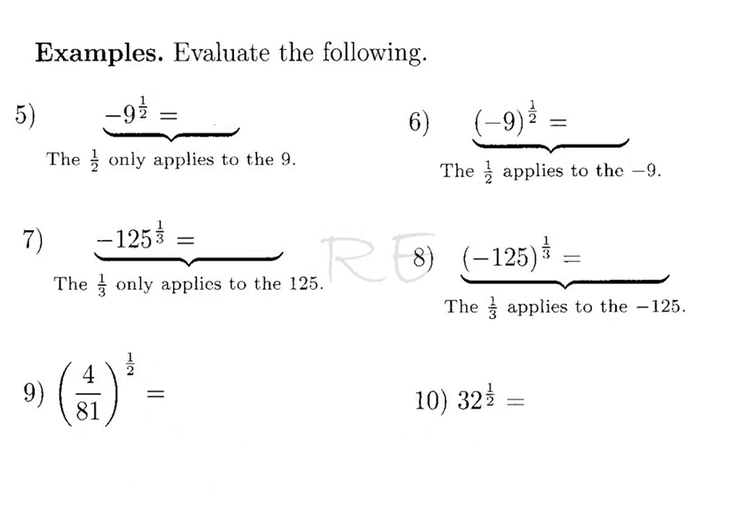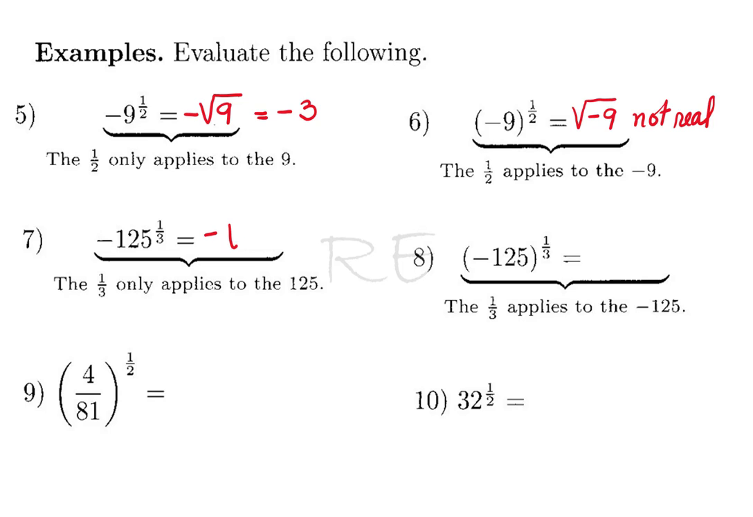We need to evaluate the following, knowing that when we have -9 to the 1/2, the 1/2 only applies to 9. So we follow order of operations. We're going to exponentiate, and then we tack on the negative sign. So it's equal to minus square root of 9, which is -3. (-9) between parentheses to the 1/2 will be equal to square root of -9, because 1/2 applies to -9 because of the parentheses, and square root of -9 is not real.